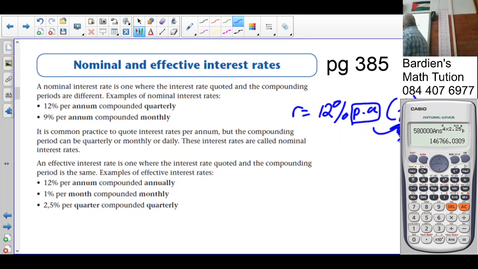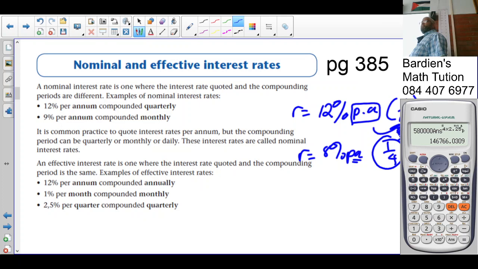Nominal. If it's 8% per annum compounded quarterly, nominal or effective? Nominal. Because this is 4 times in the year, and that's your rate per year. You understand? So if it's 11% per annum compounded yearly, is that the same? Yes. So this is effective. Make sense?